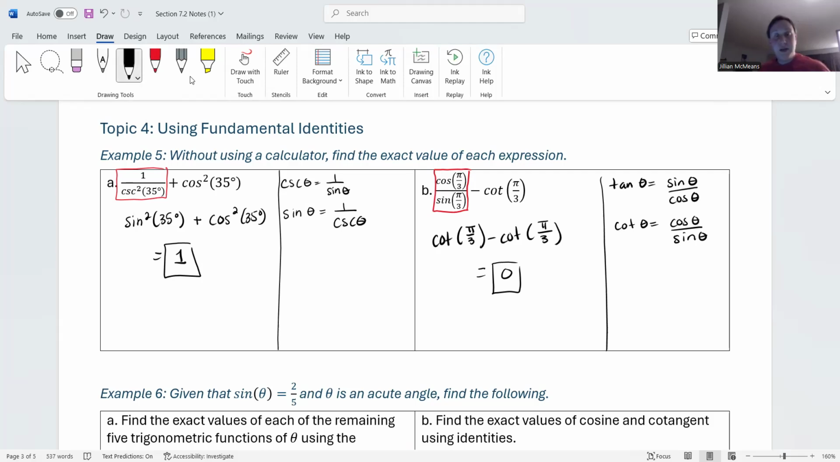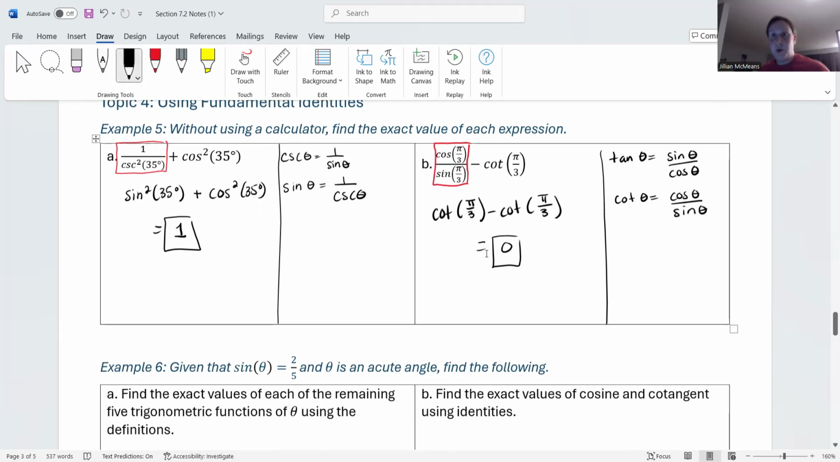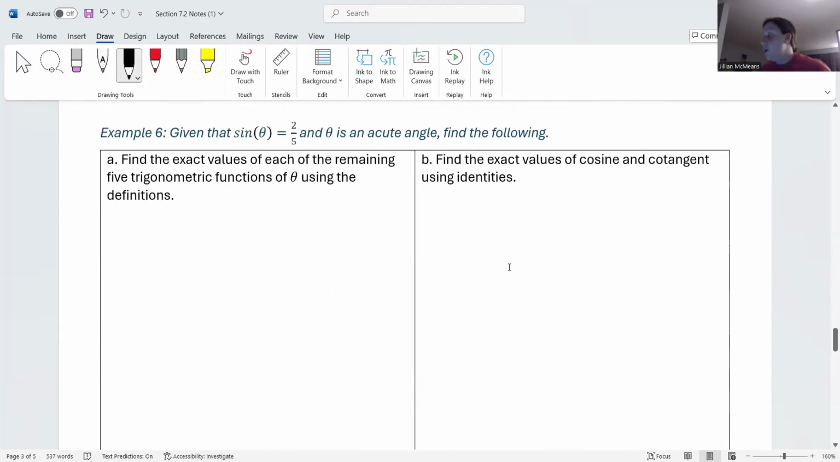Okay, now let's look at example 6. Example 6 is going to require a bit more work. It says, given that sine of theta equals 2 over 5 and theta is an acute angle, find the following. A lot of times when they give you information like that, what they don't necessarily tell you is that if you can draw the triangle, you can get a lot of information from it. So that's what we're going to do.